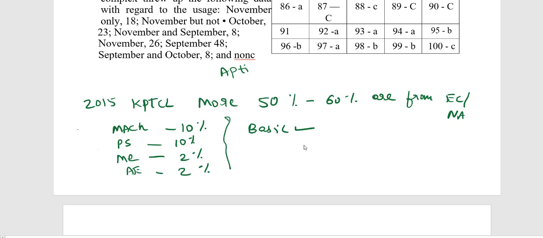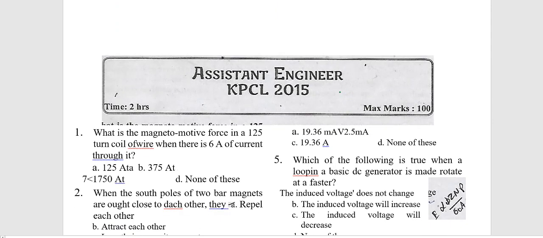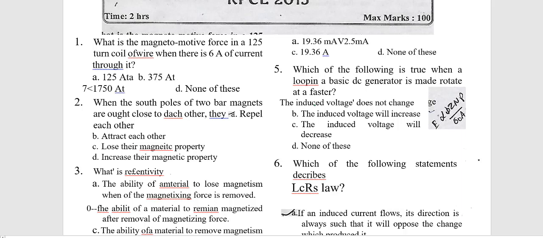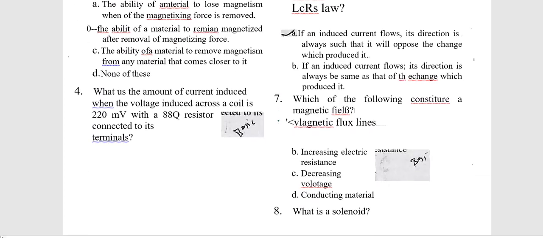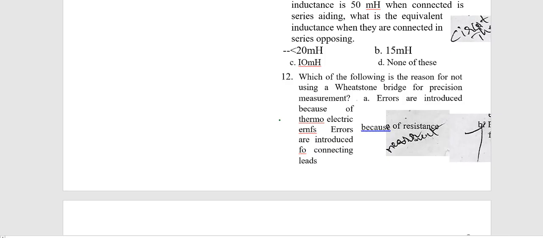So friends, be sure to strengthen up your basic concepts in electrical engineering. Let's see KPTCL 2015. KPTCL stands for Karnataka Power Corporation Limited. Unlike KPTCL, they always favor machines more, because they deal with generators and transmission from the generation point. KPTCL deals with distribution and transmission. So KPTCL always concentrates its paper on machines, electrical circuits. You can see in the question paper, more of the electrical machine and electrical circuit theory questions are there.